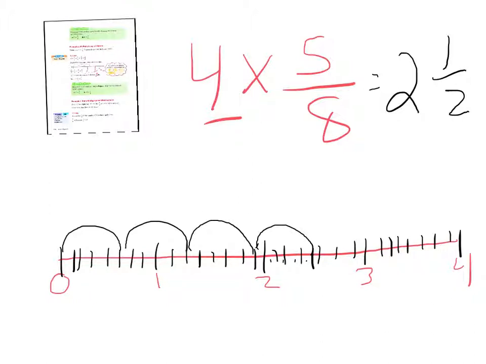So just to recap, I jumped 4 times, 1, 2, 3, 4, and each jump was 5 out of 8. I ended up at 2 wholes, and 1, 2, 3, 4 out of 8. But instead of putting 4 over 8, I just reduced it right away and made it 1/2.